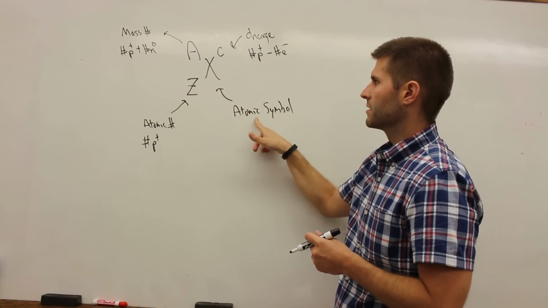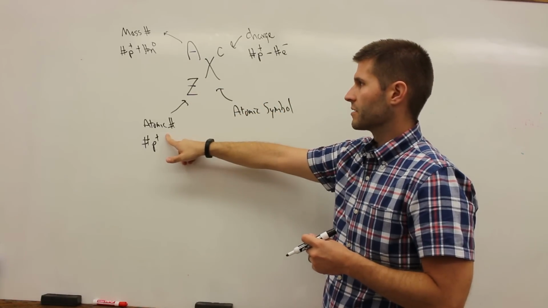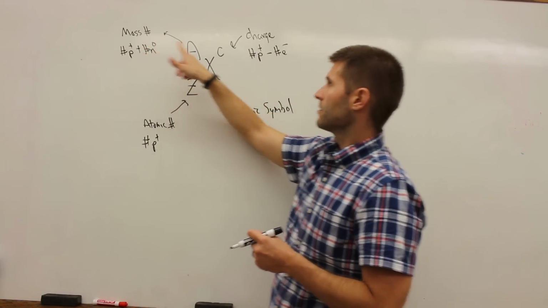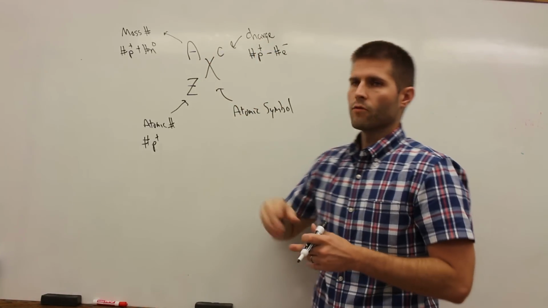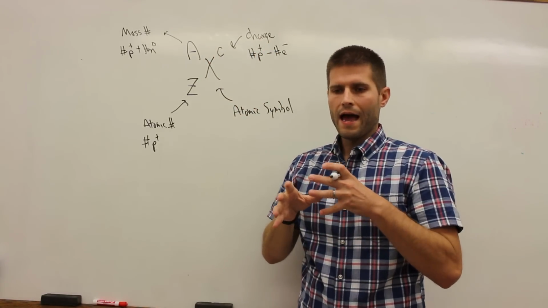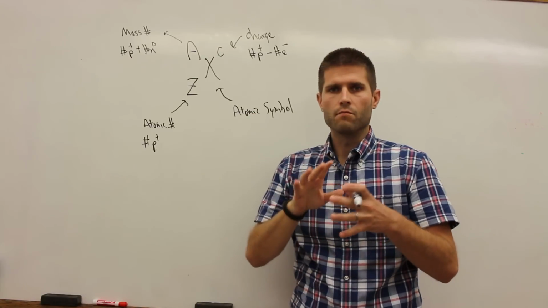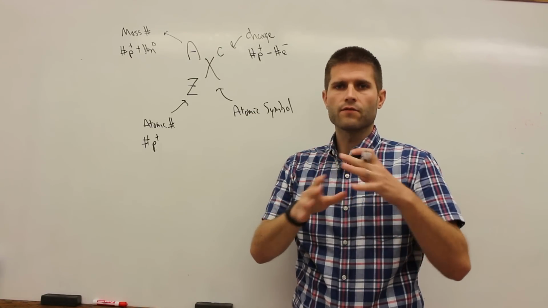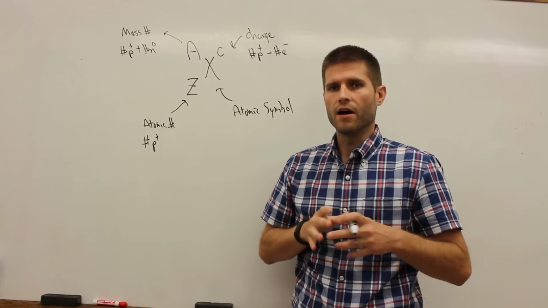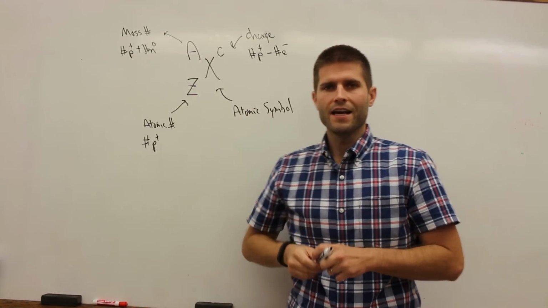Remember, X is the atomic symbol, Z is the atomic number, A is the mass number, and C is the charge. Now we're going to be doing a lot of problems where we have some of this information or most of this information, and we are going to be solving for the rest of the information that we do not know. So this is our AZX notation, and that's all I want to say.